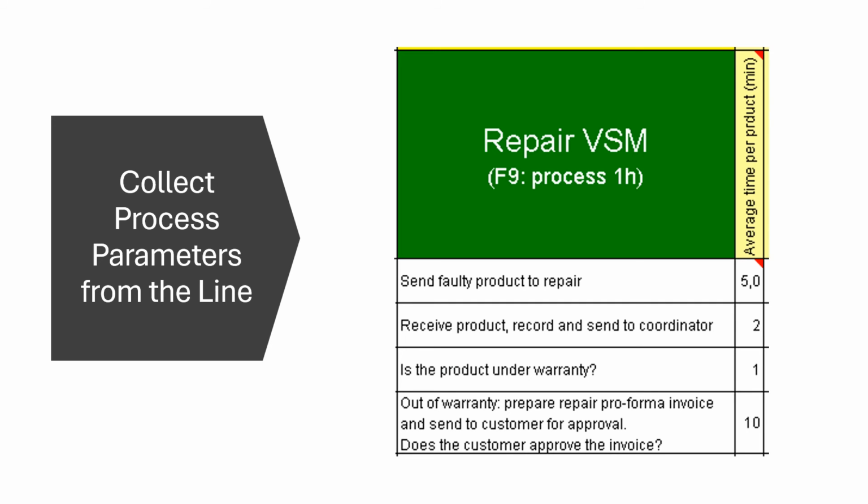After the VSM is complete, the same method can be used to collect process parameters, process time, WIP, etc., in the VSM Excel while visiting the line. This Excel VSM we have just built can be easily validated by other process participants who were not present in the improvement project, by giving them read access to the file in the cloud.